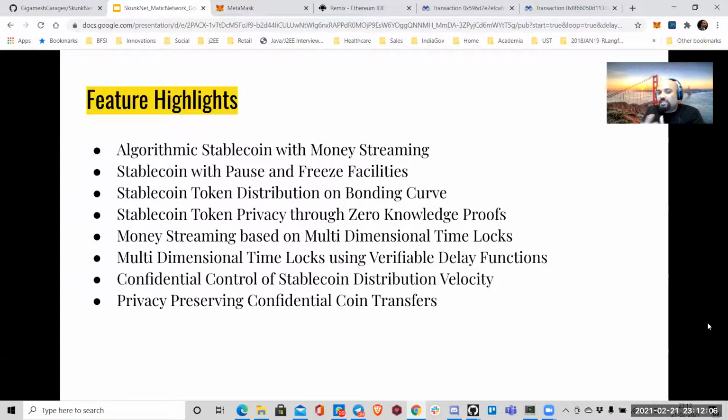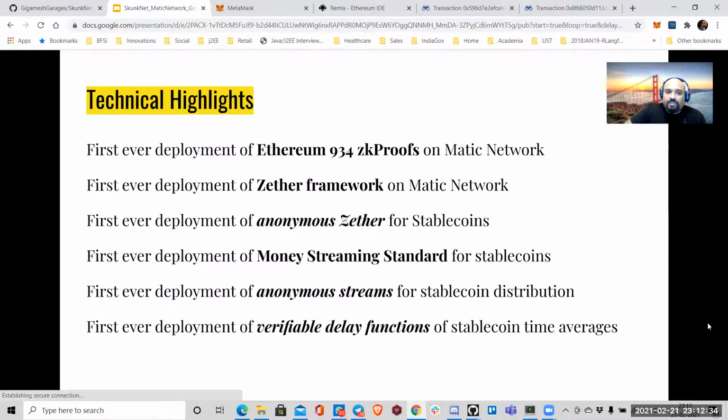It's called Ethereum 934, and the money streaming is based on multi-dimensional time blocks. The multi-dimensional aspect comes because of the streaming, using the time logs on a stream. And then we have a confidential control of the stablecoin distribution velocity, so there could not be a collusion of forces because it's confidential.